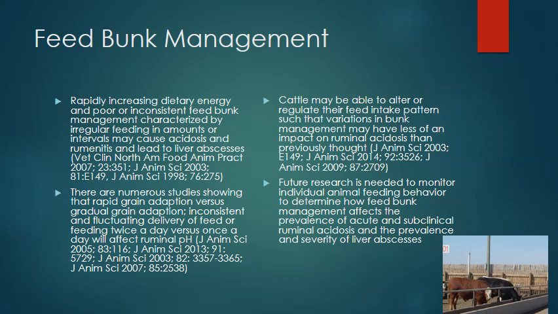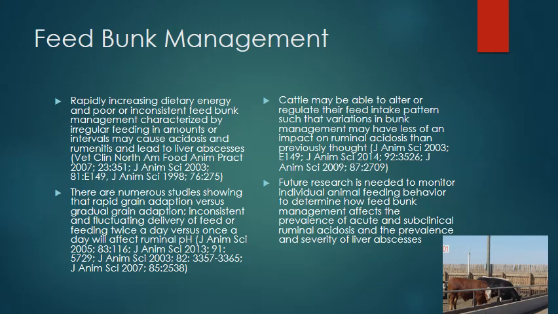The other risk factor in ruminal acidosis is how we manage our feed bunks. There are some suggestions that rapidly increasing dietary energy and poor or inconsistent feed bunk management, either characterized by irregular feeding in amounts or intervals, may cause acidotic ruminitis, which in theory can lead to more liver abscesses. However, as you review the literature, there's very little data actually tying these variables in feed bunk management to the incidence of liver abscesses.